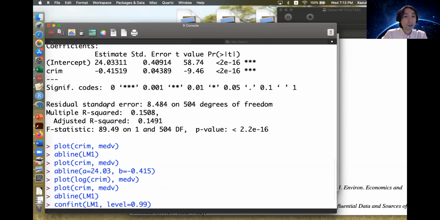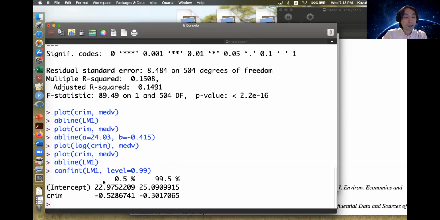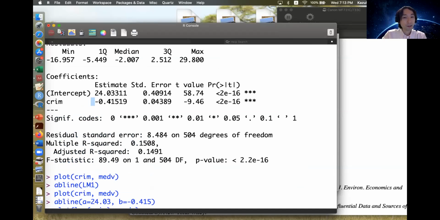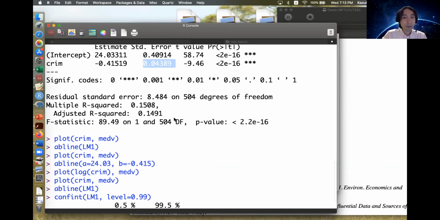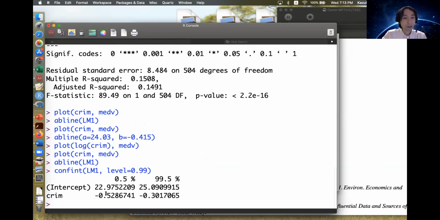So the intercept is 24.03, and the 99% confidence interval is from 22.97 to 25.09. And the slope is -0.415, but the standard error is 0.04. So if we think about the 99% confidence interval, this becomes -0.528 to -0.301. So still, we can say the slope is most likely between -0.5 and -0.3, so at least some negative value.